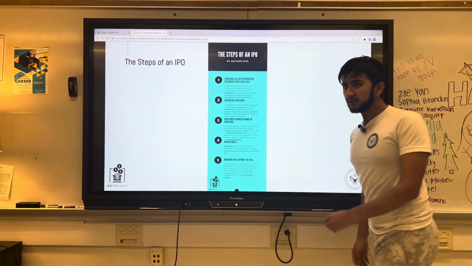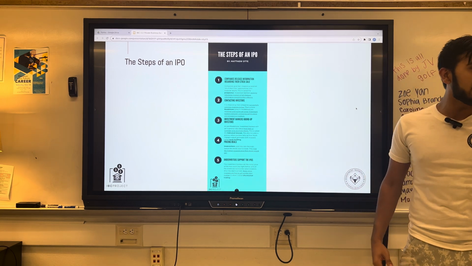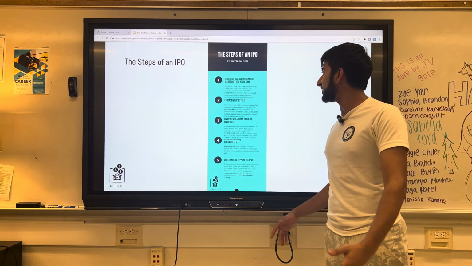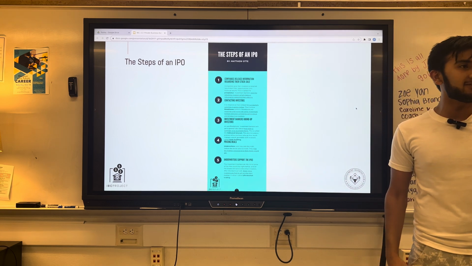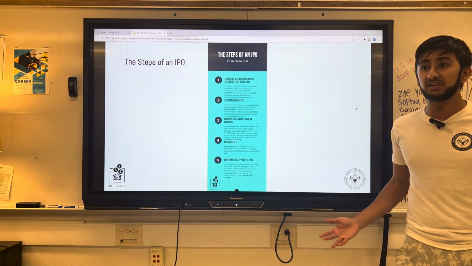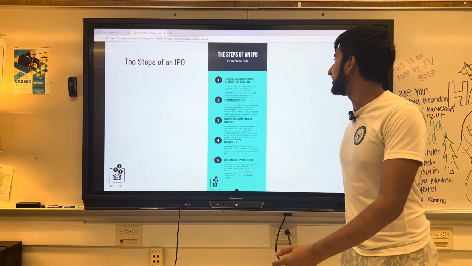All right, so these are the steps of an initial public offering, aka a private company going to a public company. I'm going to say that a lot. And by chapter 3, you guys will have initial public offering memorized like the back of your hand, because that chapter literally is all about the initial public offering.